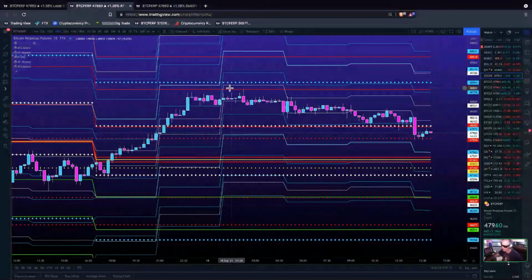Like this move yesterday. Did I get all this move? No, I didn't get all this move. Why? Because I'm a profitable trader. Because I took my profit, right? And where did I get my entry, right? Where was everything lining up to take an entry?